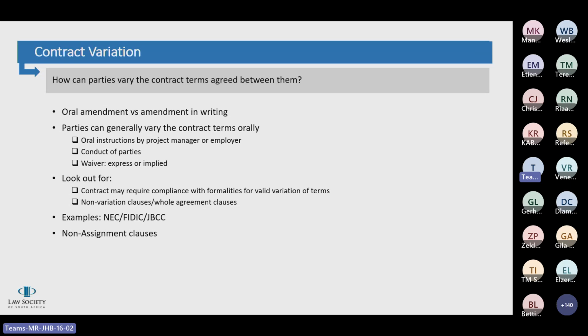oral variations between parties are enforceable and binding between the parties unless the contract provides otherwise. You will find that construction contracts generally provide for a provision that says no amendments can take place unless the parties agree and it is put down in writing. So that's the non-variation clause that is generally found in construction contracts.